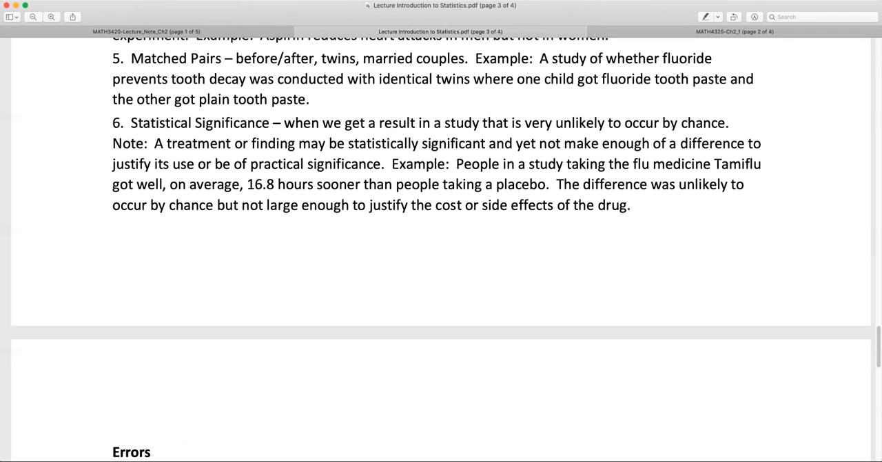Okay. And then getting 52 girls in 100 births is not statistically significant because the event could easily occur with random chance. So we can get some result, and then in common sense, if that outcome could not easily occur, that's going to be statistically significant. So when we get a result in a study that is very unlikely to occur by chance, that's the statistical significance.